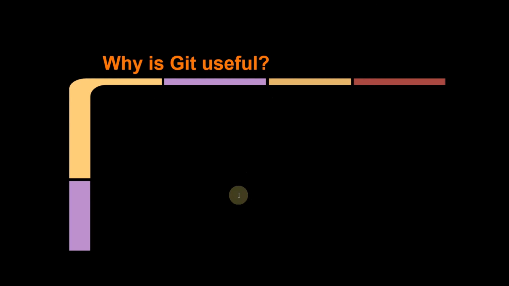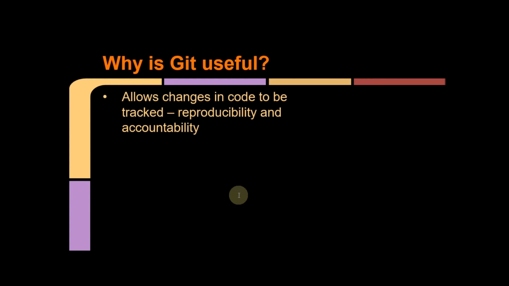Now, some of that explains why it's useful. Just to make that clear, one of the reasons that I think Git or other version control software is important for scientists to start using is because it allows changes in code to be tracked. It basically acts as a lab notebook for your code. It lets us reproduce results and account for any errors in the code.